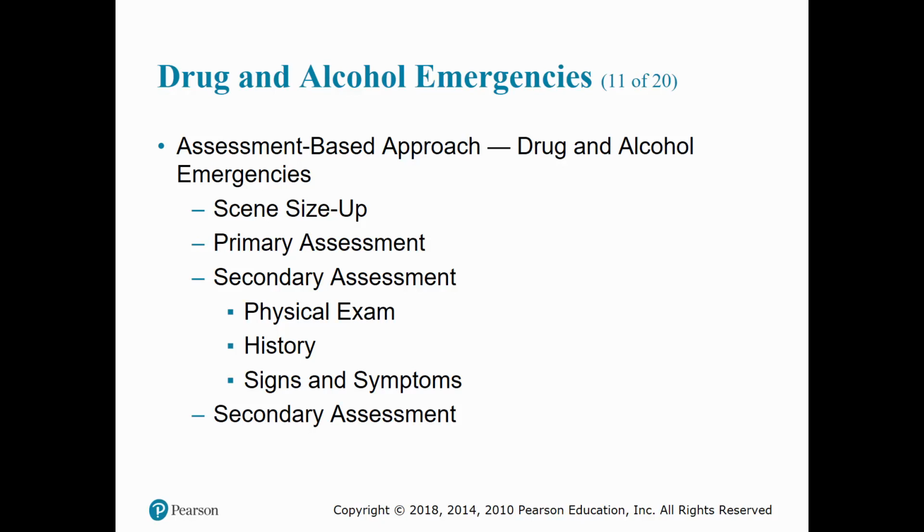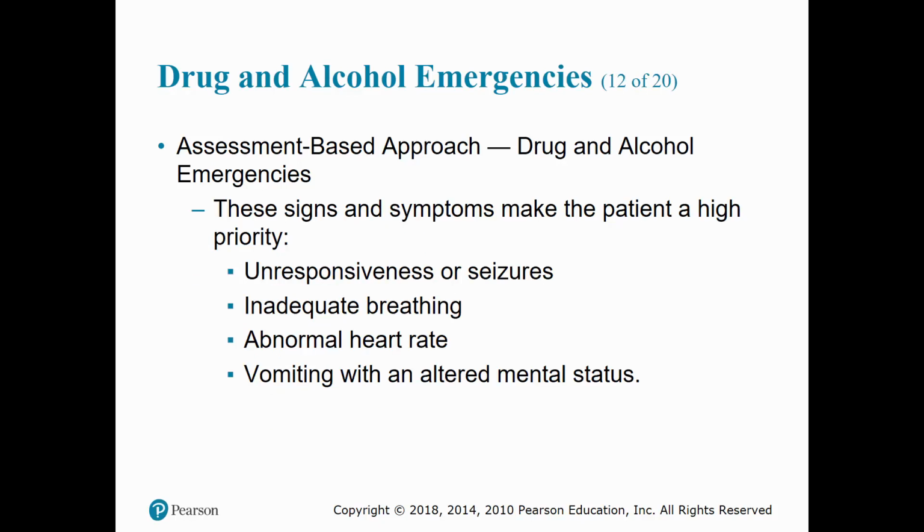If you have a patient with altered mental status, you want to do a rapid secondary. Go through your physical exam, try to get a history. Get your baseline vitals. Look at your signs and symptoms. Your high priority patients will be those that are unresponsive, vomiting with altered mental status, abnormal heart rate.